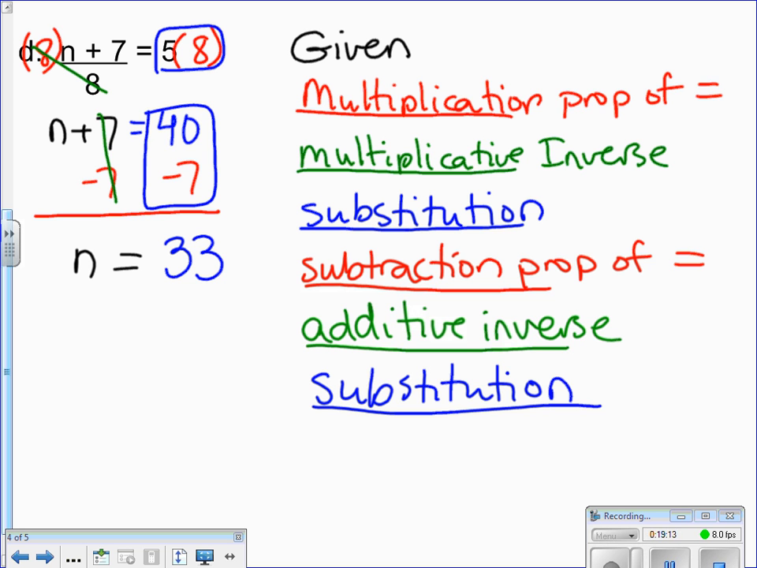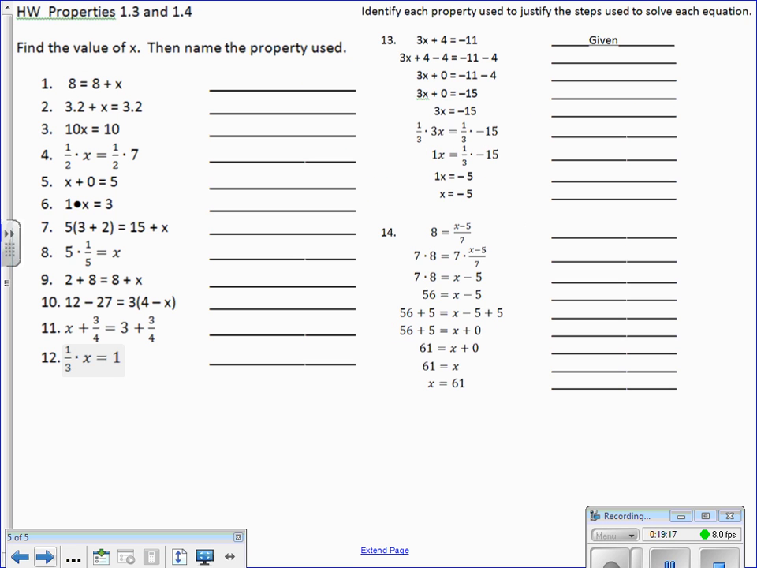Now I have on the last slide the work I'd like you to try to do. So over on the left side is matching. Use the words from the notes you took. And then in 13 and 14, the problem is already worked out. You just have to identify what property was used each time. So go ahead and pause here, complete the work, and then turn it in when you're done.